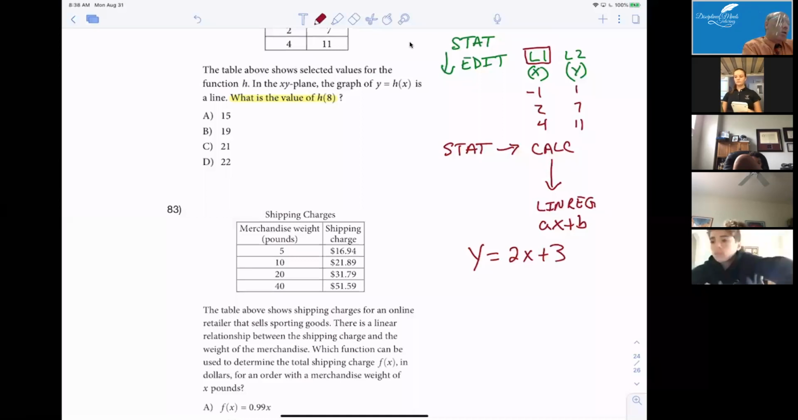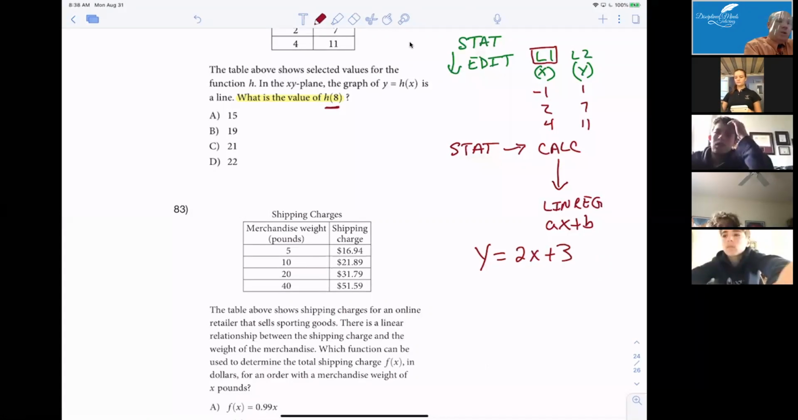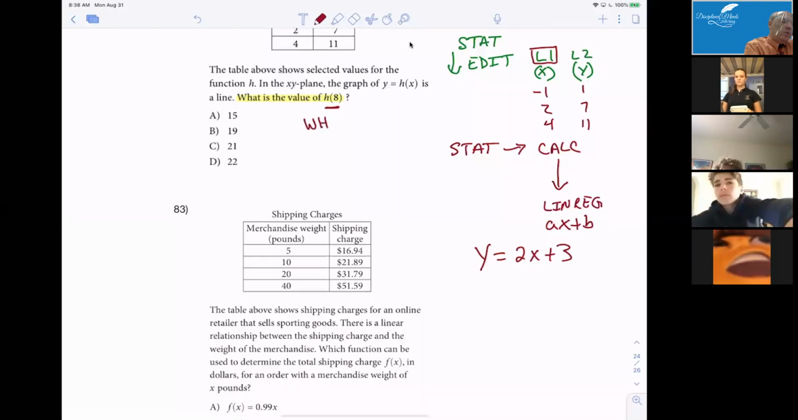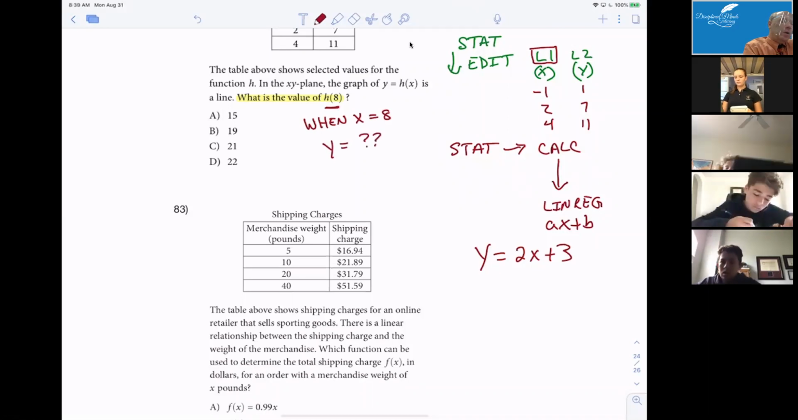All right, now they want h of 8. So what do I do with that h of 8? What does h of 8 mean? All right, good. I'm reviewing functional notation. I want everybody to write this down. When x equals 8, y equals question mark. That's what h of 8 means. H of 8 means when x is 8, what's the y value?